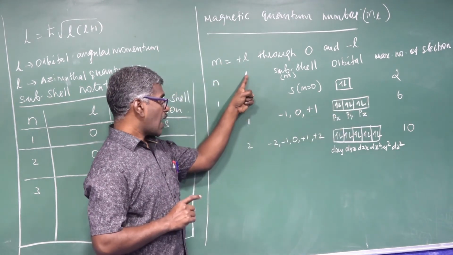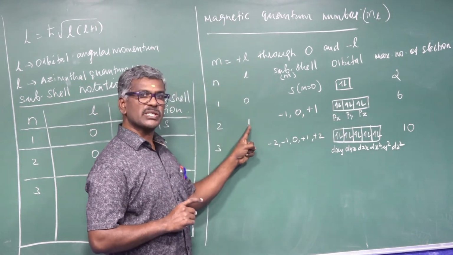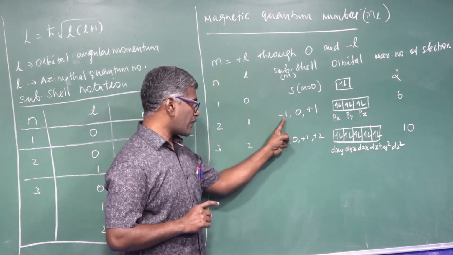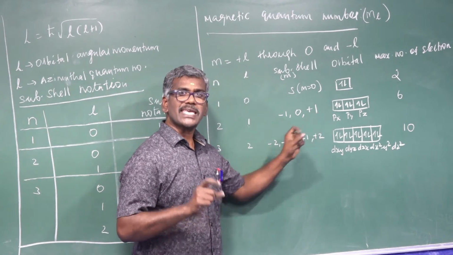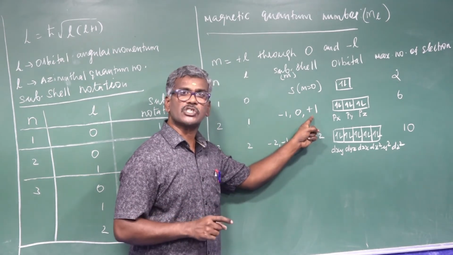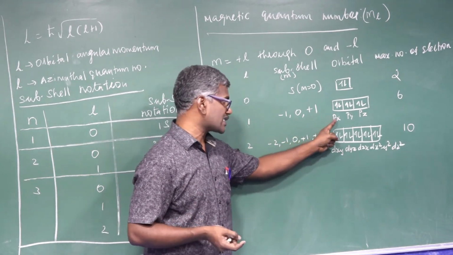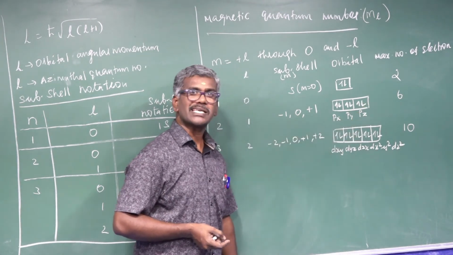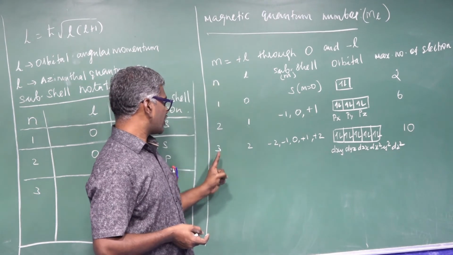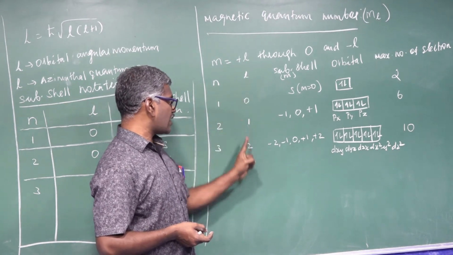Another one, L value 1 means what about m value? -1, 0, +1. This means the p subshell contains 3 orbitals. The p subshell contains how many orbitals? 3 orbitals. How many electrons? 6 electrons. If n value 3, L value 2.